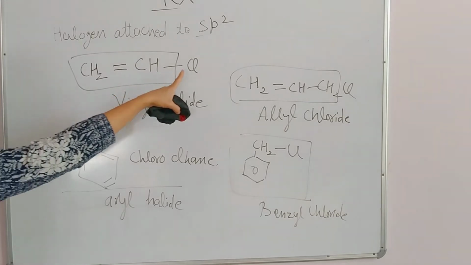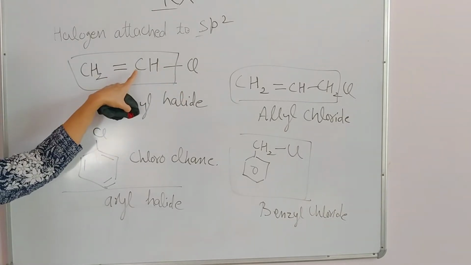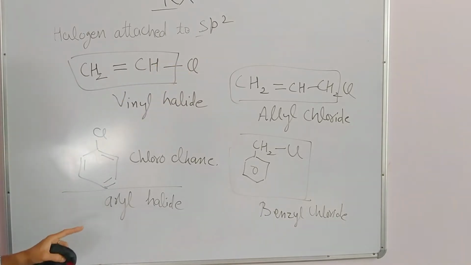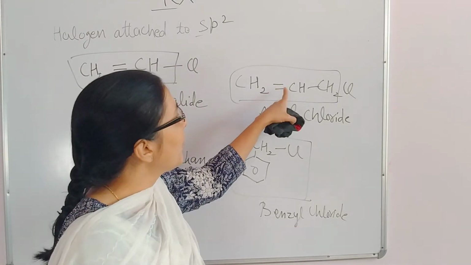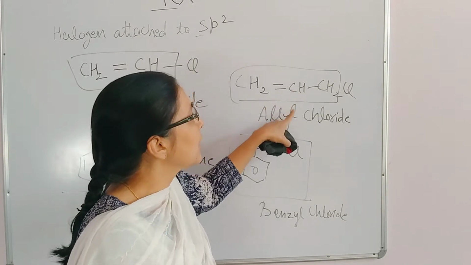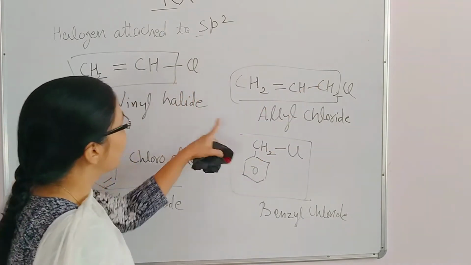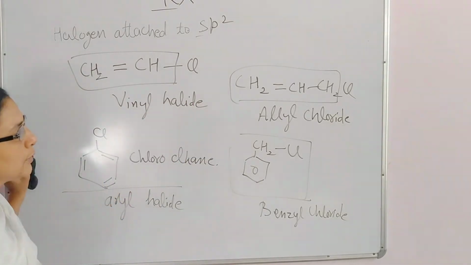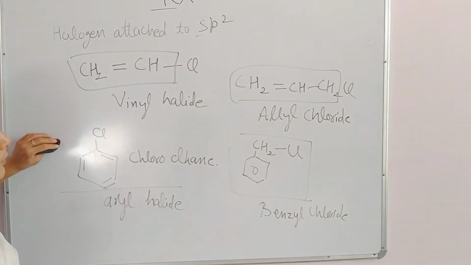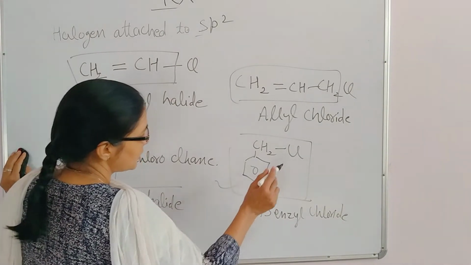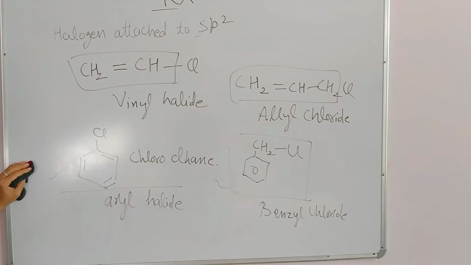Here, halogen is attached to the direct double bonded carbon atom. And here the halogen is not attached to the double bonded carbon atom, it is on the carbon next to it. So a big difference in both. So total chemical reactivity will be different. Okay, this aryl halide and this benzyl chloride, there is a lot of difference between the properties. Let us continue.